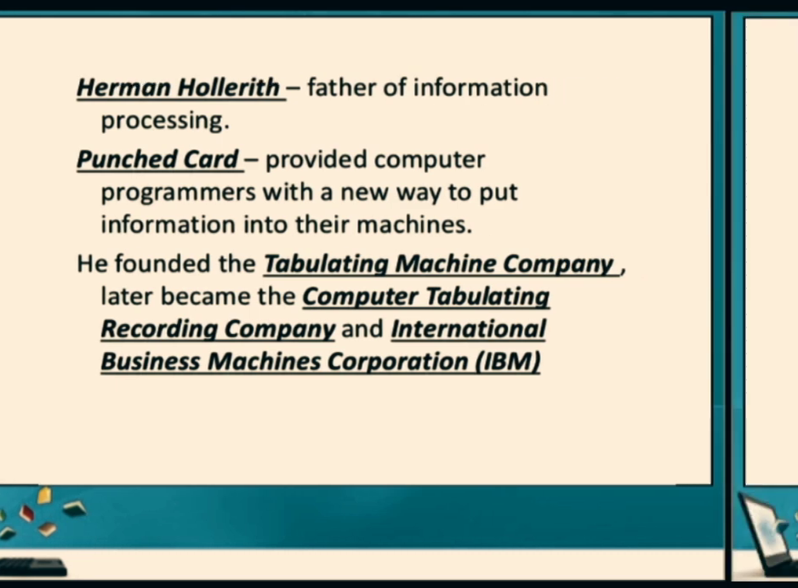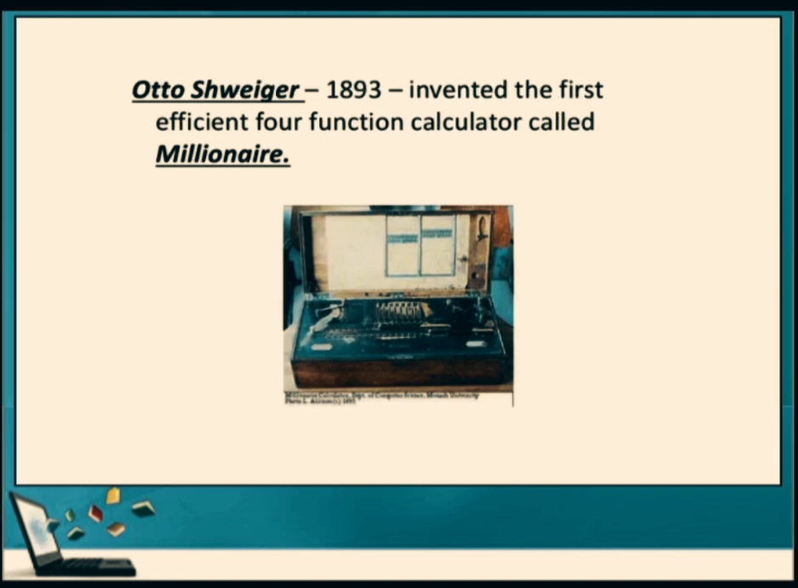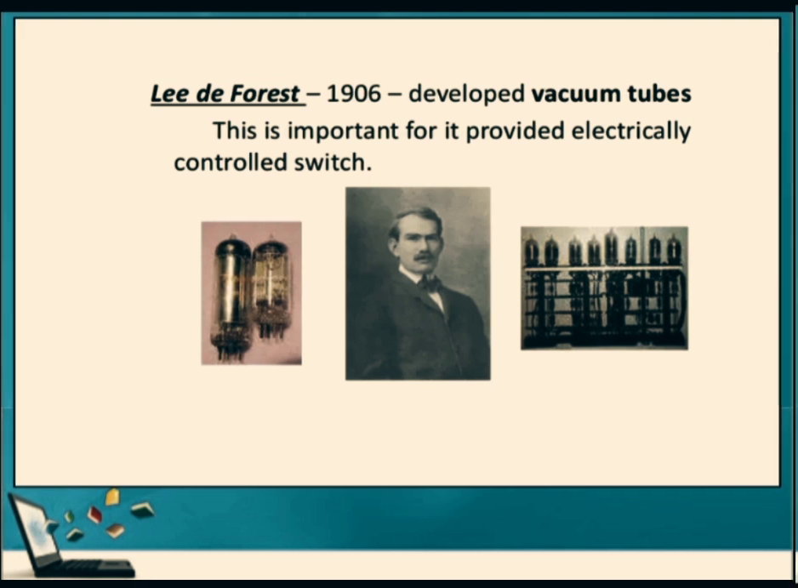Otto Schweiger, Howard Aiken, in 1893, invented the first efficient four-function calculator called the Millionaire. Lee de Forest in 1906 developed the vacuum tubes. This is important because it provided an electrically controlled switch.